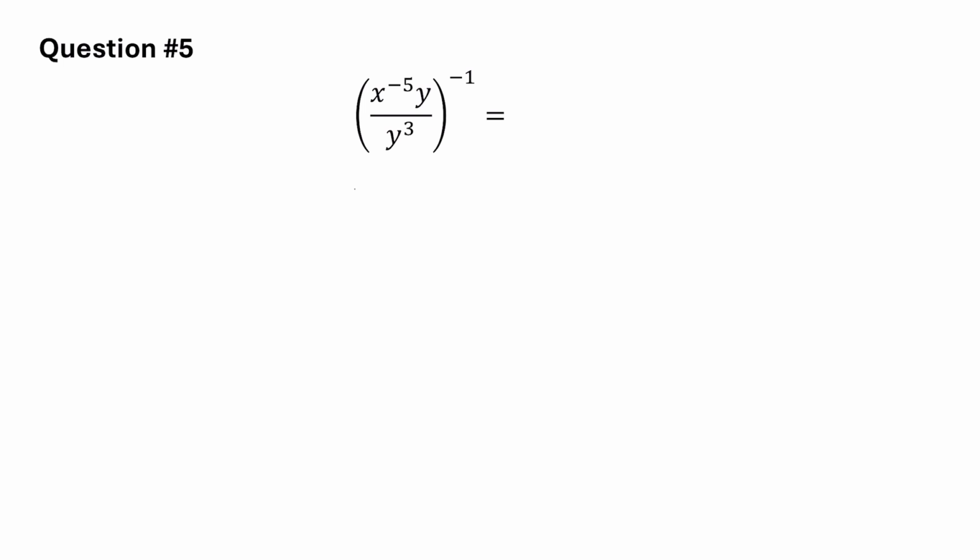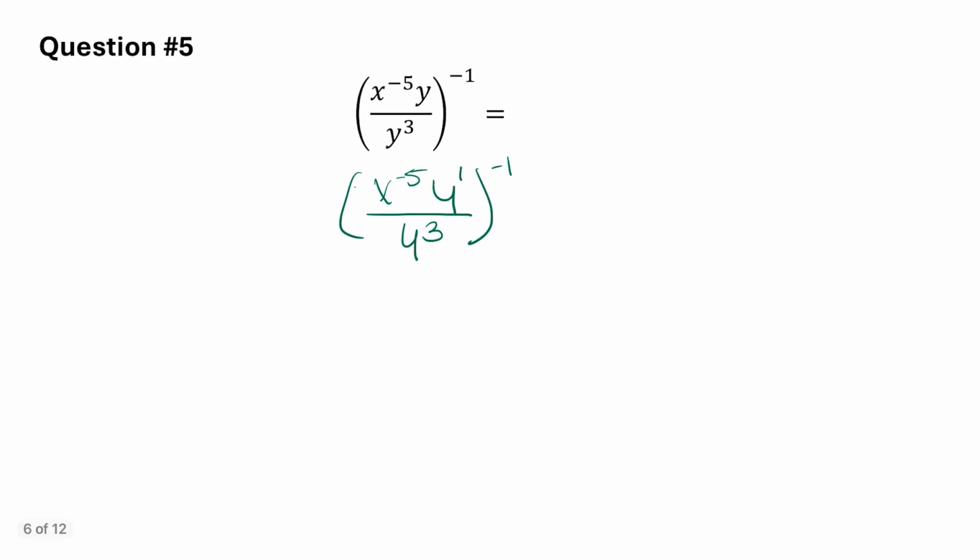Okay, so let's look inside our parentheses. So we have x to the negative 5, y, and remember that y is basically y to the 1, and that's over y cubed. I have this negative 1 exponent on the outside, but I'm not going to think about that for now. What I'm going to do is simplify on the inside, and remember I can use the quotient rule. So I'm going to leave that x to the negative 5 alone, but then this y to the 1 over y cubed, I can simplify that, right? I just subtract the exponents, and then I have y to the negative 2, because 1 minus 3 is negative 2. Then my negative 1 exponent is on the outside.